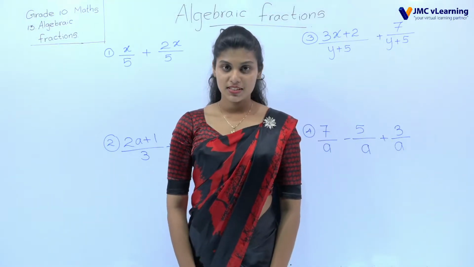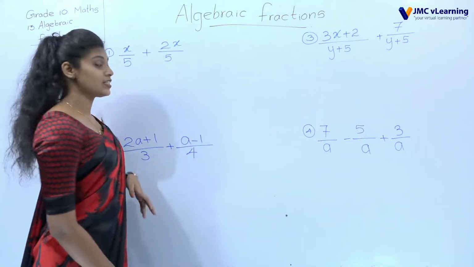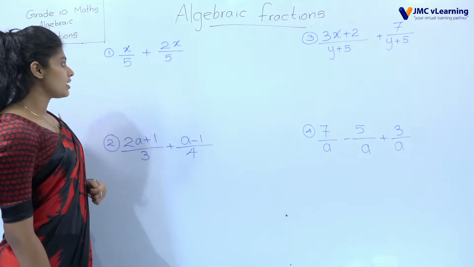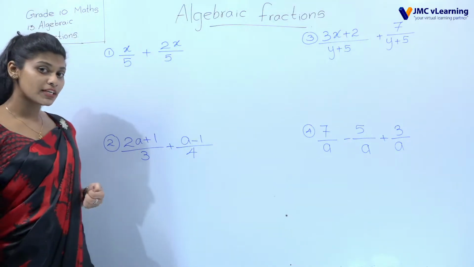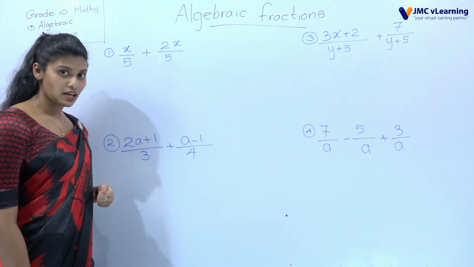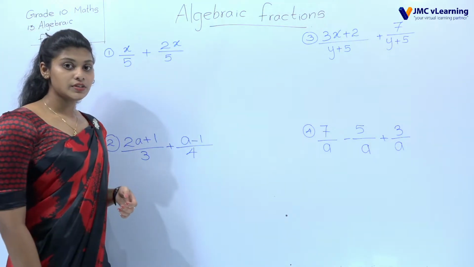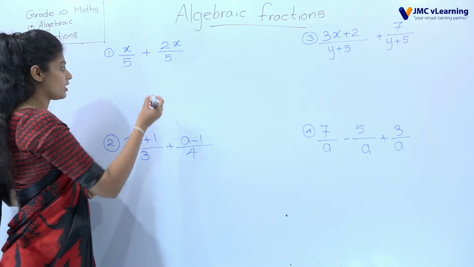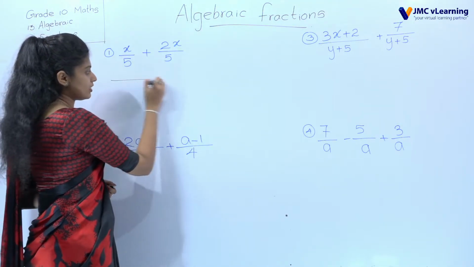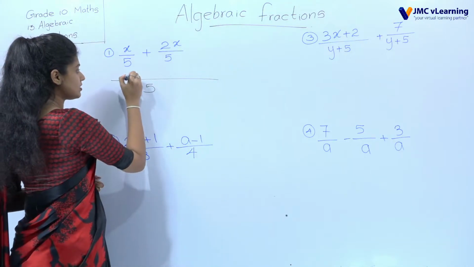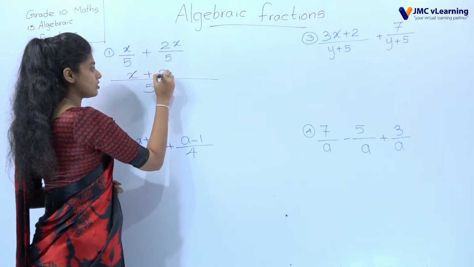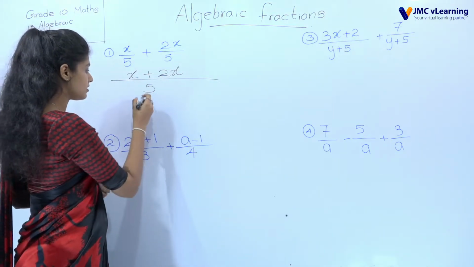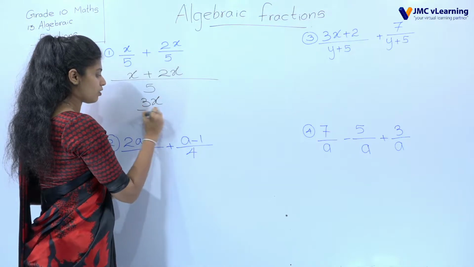Let's discuss some examples. The first question is x over 5 plus 2x over 5. Here you can see all the denominators are equal to each other. When the denominators are equal, you have to simplify only the numerators. Then 5 is the common denominator. Let's simplify the numerators, x plus 2x. By simplifying the numerators, you can take the answer as 3x over 5.